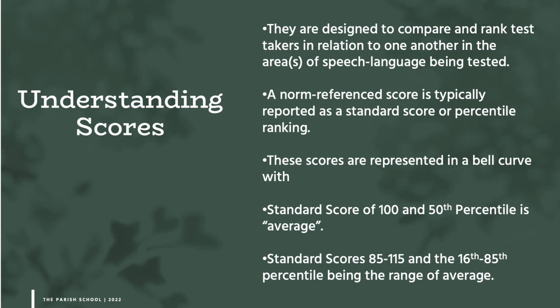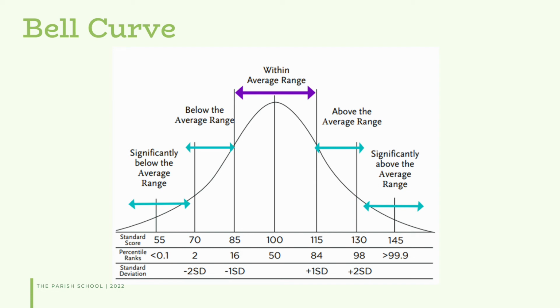There is, however, a large range of average. Most standardized scores have a range of average when you get your standard score of between 85 and 115. So they kind of force it into that. And I will show you, we have a pretty bell curve right there.